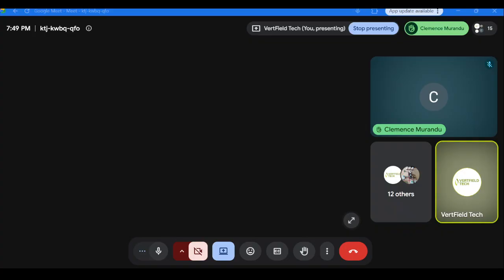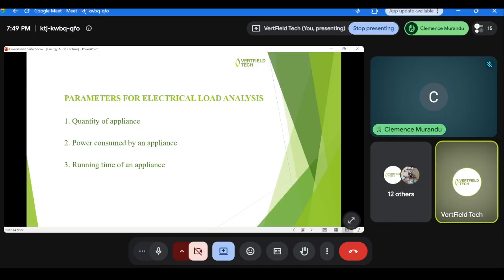Parameters for electrical load analysis. These parameters are the same parameters which are missing on that table. So 1, the quantity of appliance, 2, the power consumed by an appliance, and 3, the running time of an appliance.